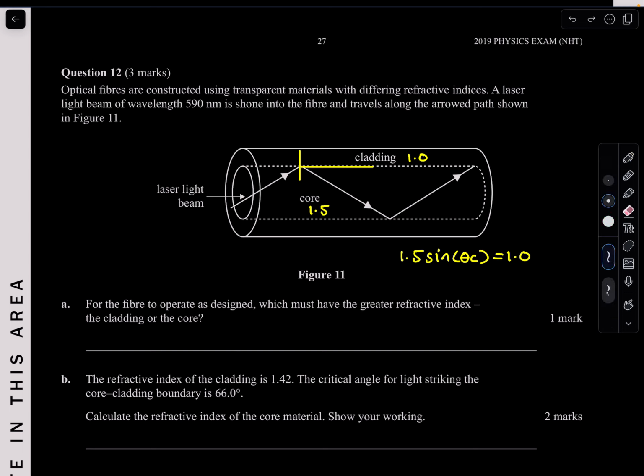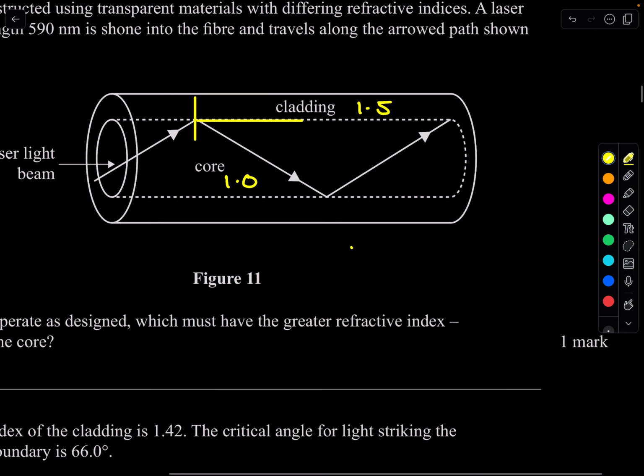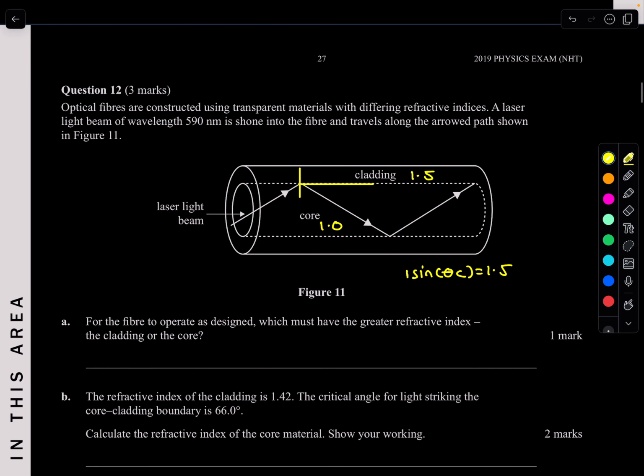That's good. What about if I do the opposite now? Have a look at this. If I switch them around, I make the cladding have the higher refractive index, and the core the lower. Let's try this now. So it's going to be 1 times sine theta C must equal 1.5. Try it: sine inverse of 1.5. Your calculator should say error. If it says error, it means that it doesn't make sense. So the core has to be the higher refractive index, because the other way around doesn't work. Your calculator says it doesn't work. So choose the core.